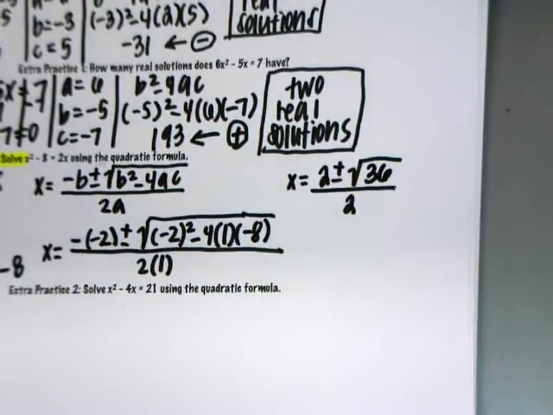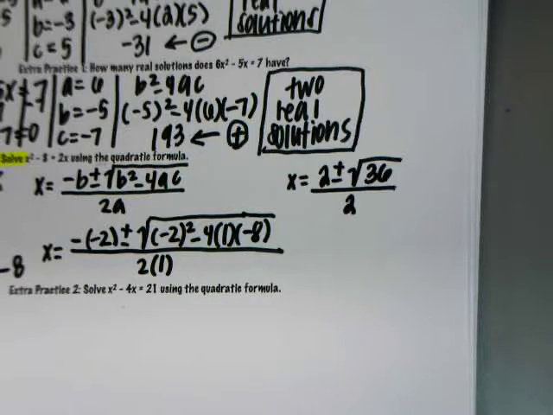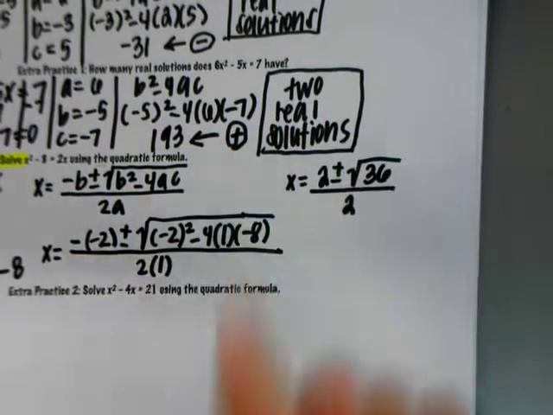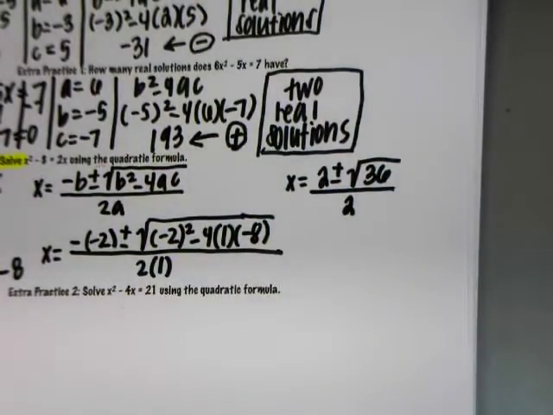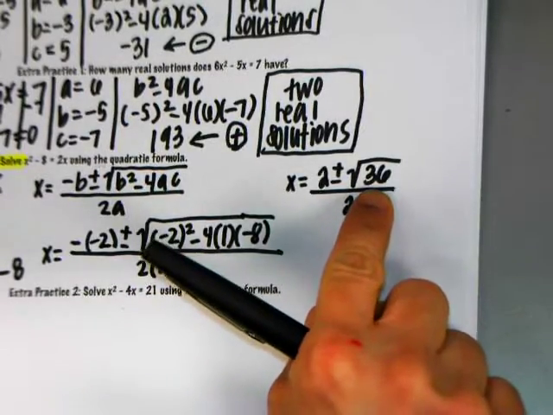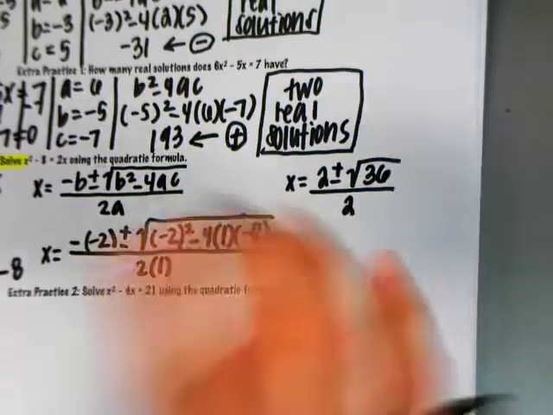So we're here. Are we okay up to this point? Do you have any questions at all? No? Okay, so if you get a negative answer for this, automatically you can just say no real solution. If you get a positive, then it kind of depends on if you can take the square root of that. If it simplifies, that's how you proceed.